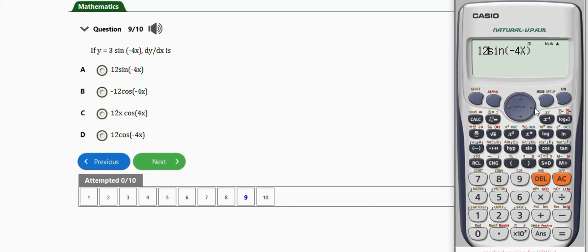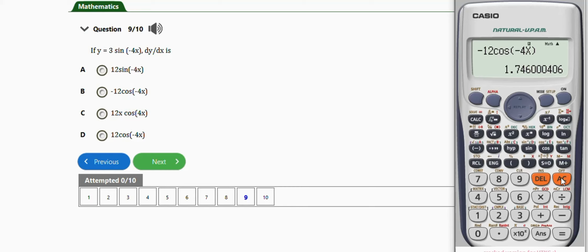So let's remove this and put cos, and put minus here. So that's it. Press equal to, 1.746, option B is the right answer to this question. Very interesting, guys. We're making progress.